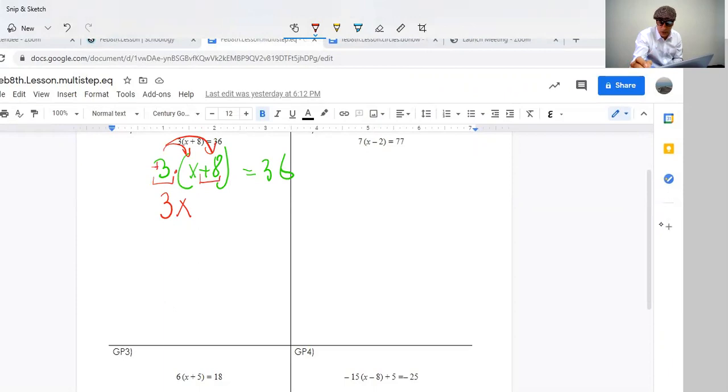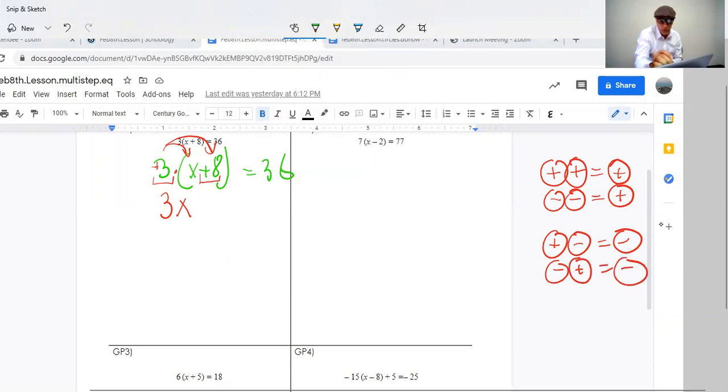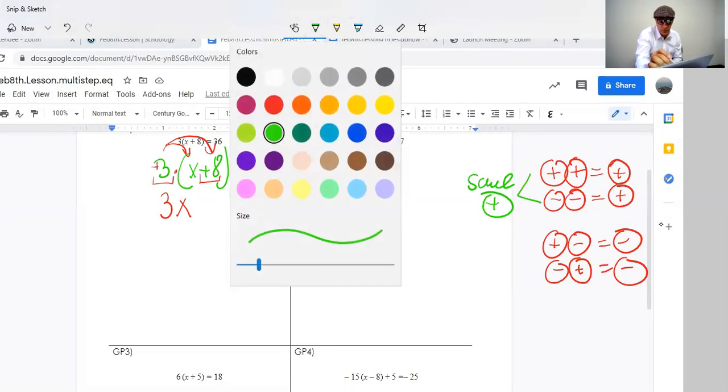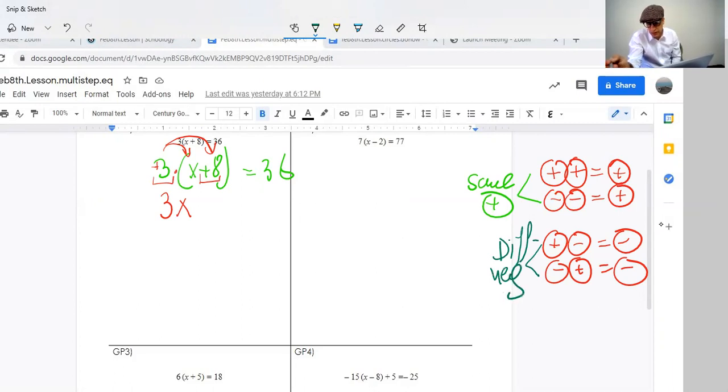So again, I'll write the rules for multiplication. A plus times a plus is a plus. A minus times a minus is also a plus. So when they are the same, the answer is always positive. When they are different, the answer is always negative. So a plus times a minus is a minus, and a minus times a plus is also a minus. So same, positive; different, negative, okay? This rule is for multiplication and division.